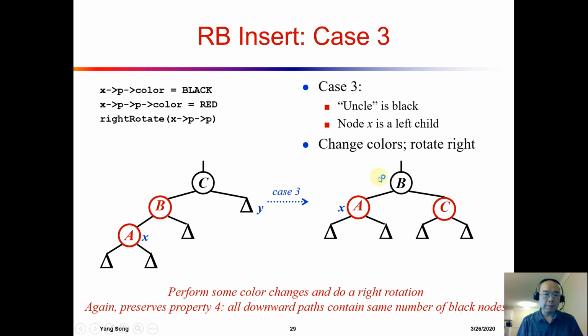For case three, we have the new node X as the left child, and X's parent B is a red node, and X's uncle is black. Now you may find this tree is a little bit imbalanced, right? In this case, we want to do a right rotation on the nodes C and B. After the right rotation, B will be the new parent, and A and C will be the two children. B stays black, and A and C are both colored red. So this will solve the problem.